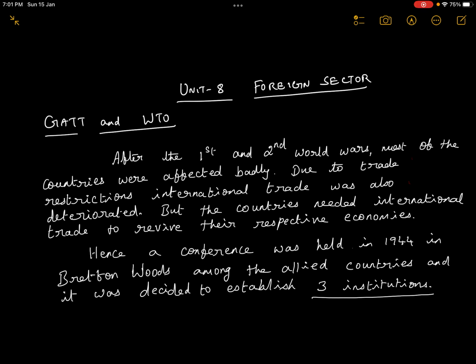In today's class, we'll discuss the next question which is asked frequently in Unit 8, Foreign Sector. That is, what are the differences between GATT and WTO. This is also a frequently asked 5 marks question in the board exam.